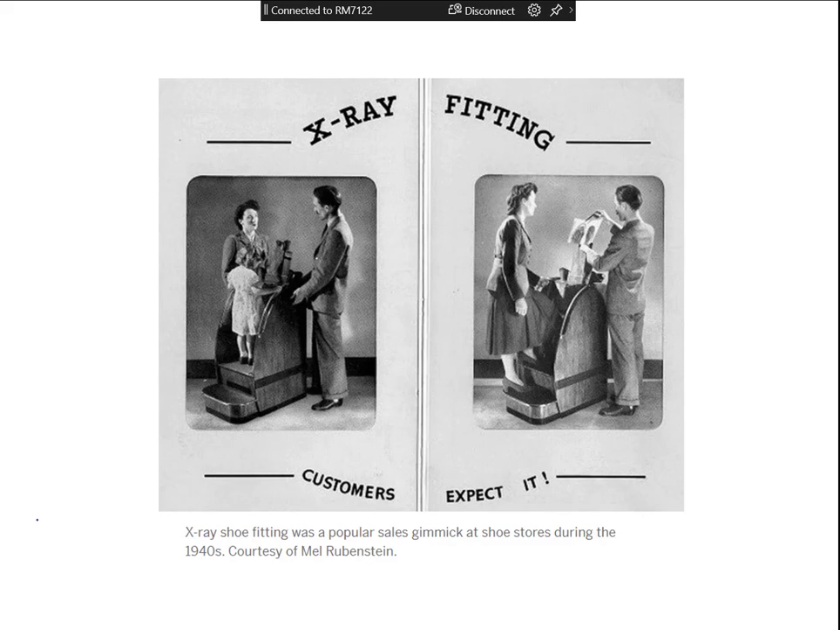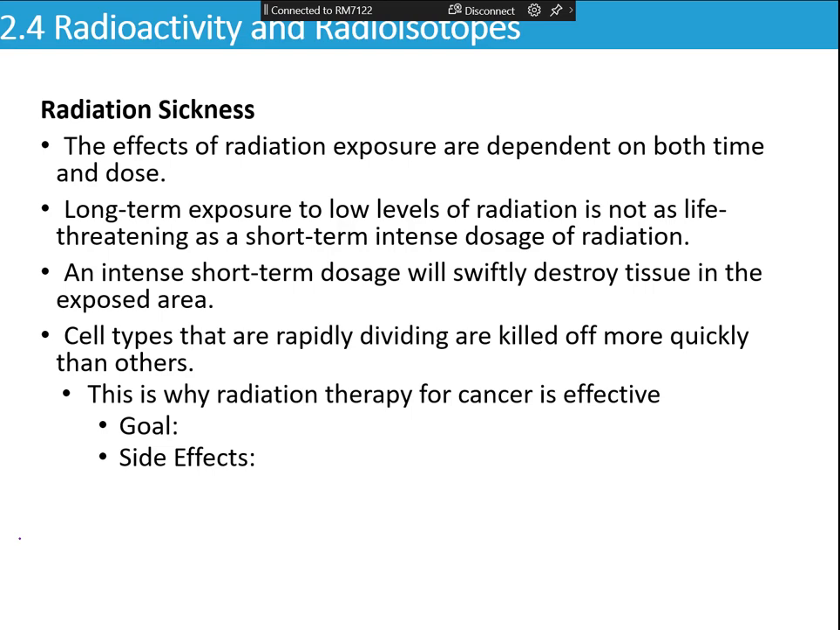But when things are brand new and people don't really understand the technology, it's all exciting. I just think it's hysterical, the little kids standing up there. This is great. Okay, so this is for real. This is an advertisement from the newspaper in the 1940s to get your feet X-rayed.